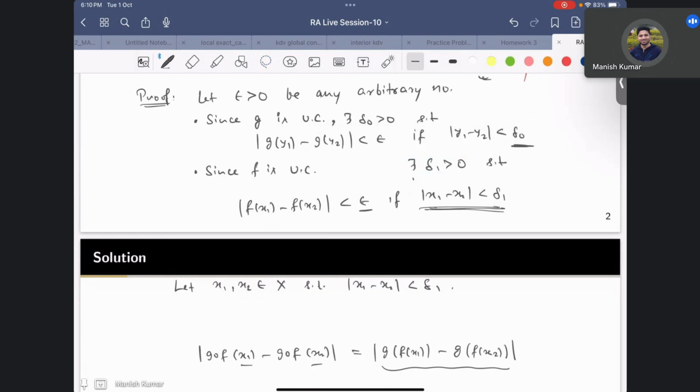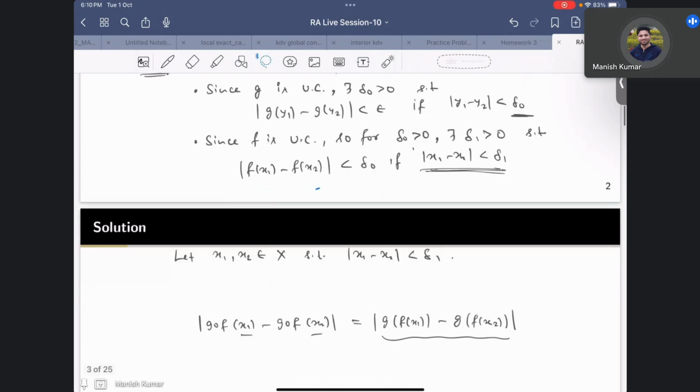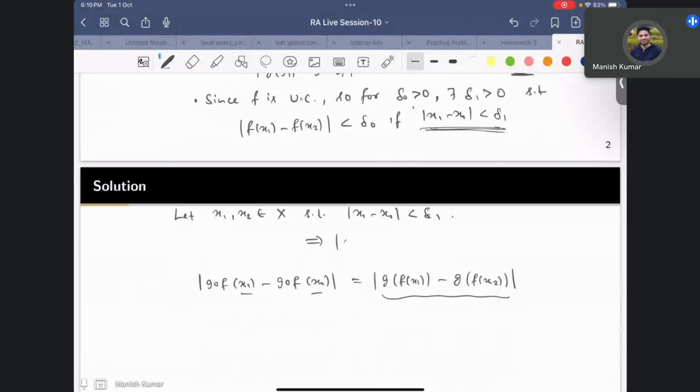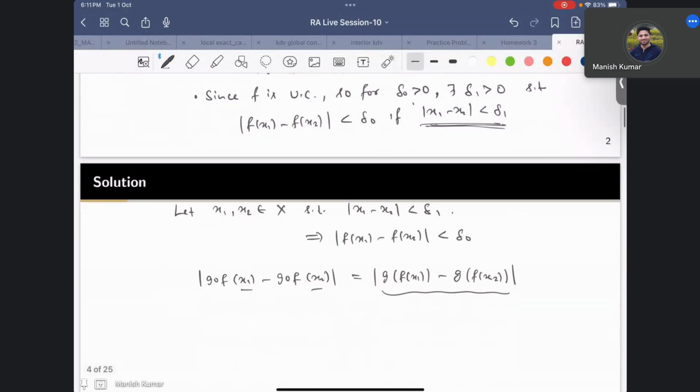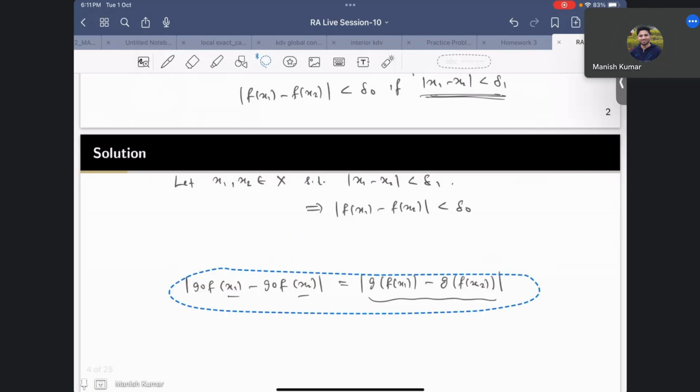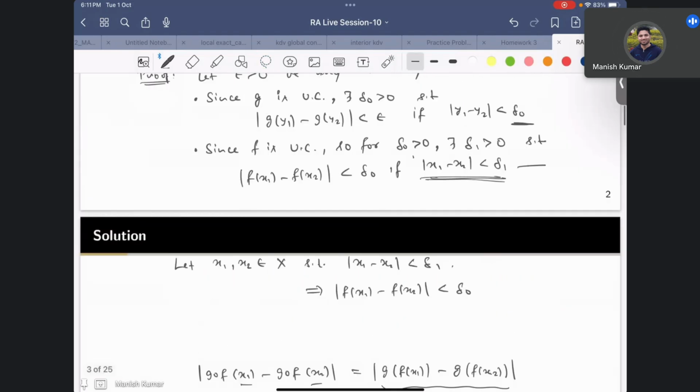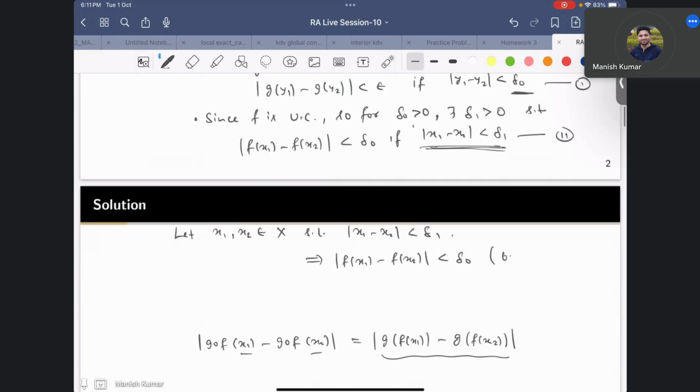since f is uniformly continuous, for delta 0 greater than 0, there exists delta 1 such that this thing happens, right? So now I am choosing x1 which satisfies this one. So this would mean that |f(x1) − f(x2)| is less than delta 0, right? Now from this one, let's say this is 2 and this is 1. So this is by 2.